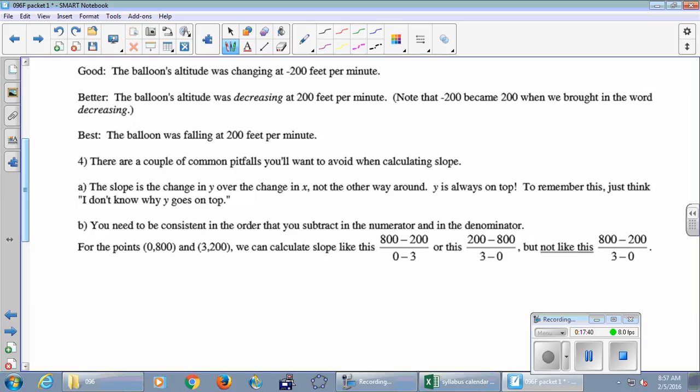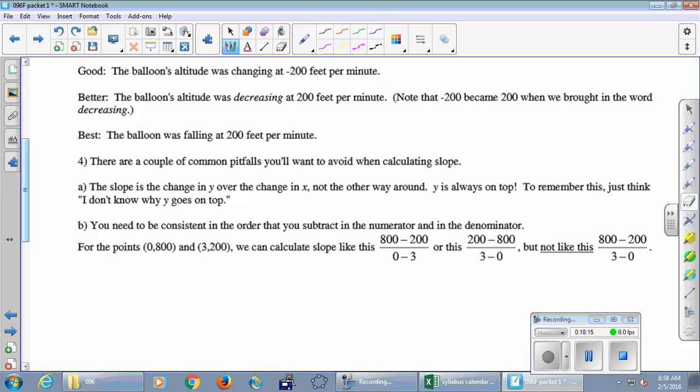I like the second version better, but what I don't like, and which will lose points, is decreasing at -200, because that's redundant. If you say decreasing, you have taken care of the negative. And then even better, the balloon was falling at 200 feet per minute. Like I said, all 3 of these are full credit answers. We're just looking for plain English sentences. A plain English sentence should not have the word slope in it. You ask your average Joe on the street what slope is, and they probably won't know. These are things that the average Joe on the street could understand, right?